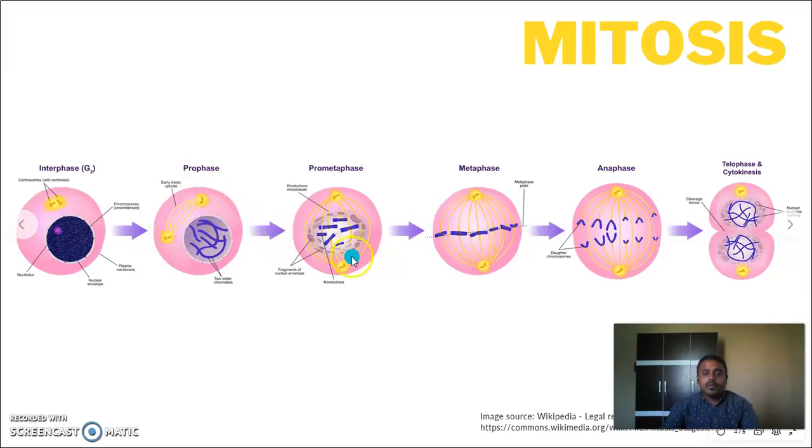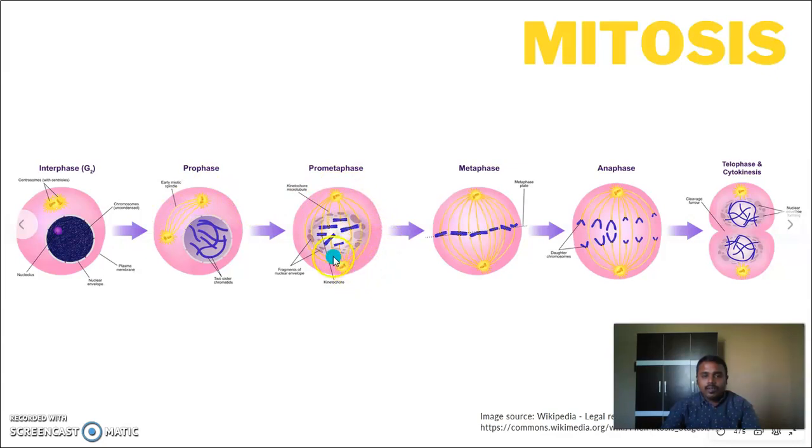Now what happens in metaphase? Before going to metaphase, we'll first see this word, pro-metaphase. You could see the moving centrioles reach opposite poles. Then the spindle fibers have been completely formed, reaching all the areas.